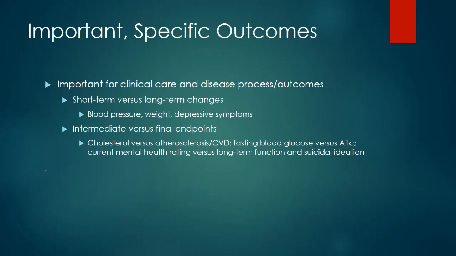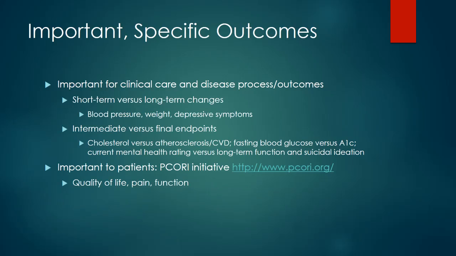And we also want to think about intermediate versus final endpoints, which we've discussed in earlier modules. So cholesterol would be an intermediate outcome on the pathway to cardiovascular disease. So the intermediate ones can be easier to measure because they require less follow-up, and it might actually be more appropriate depending on what our intervention is.